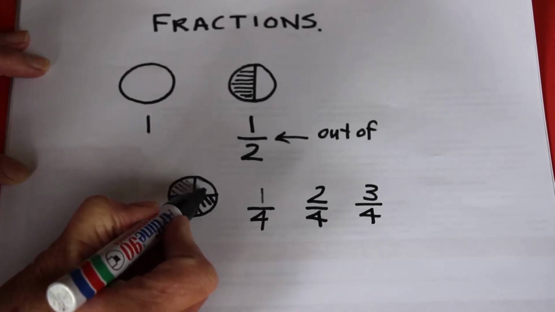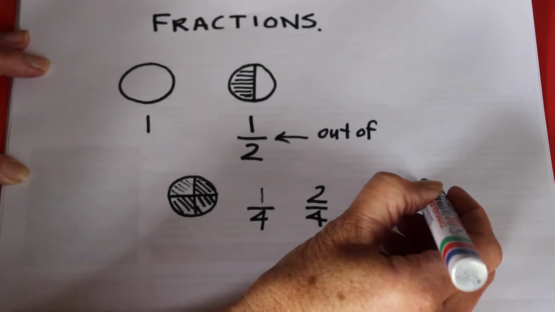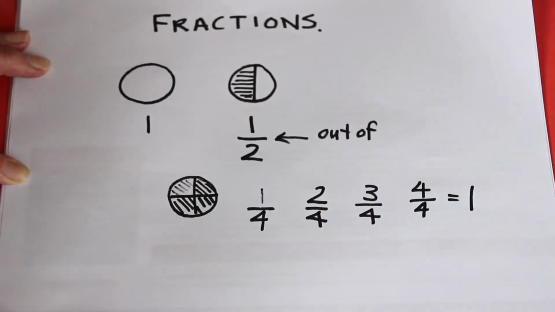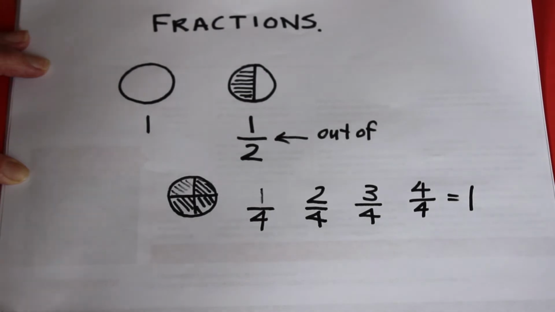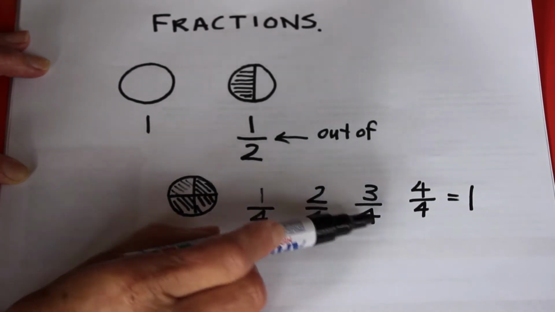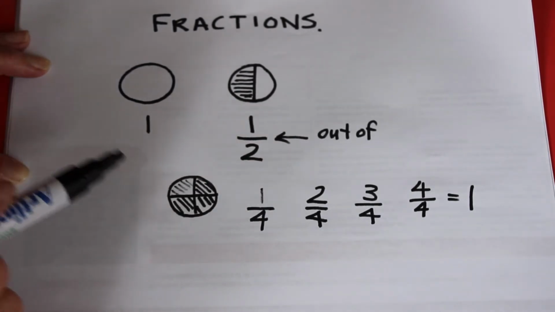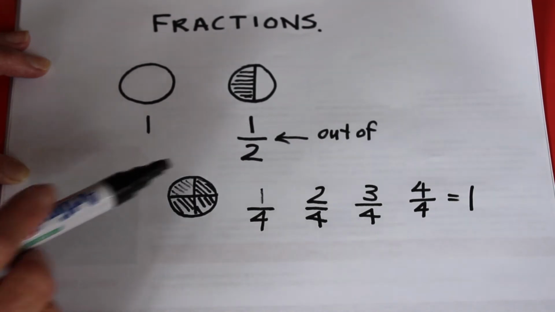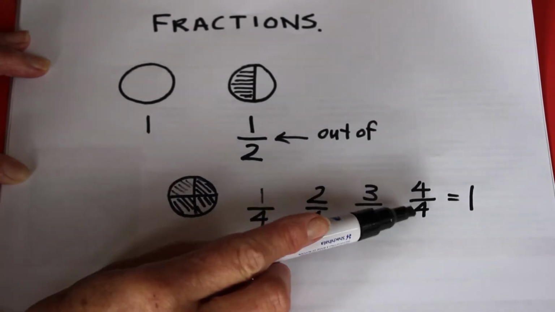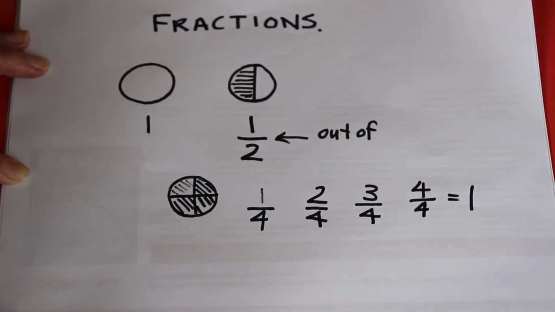In order to get a whole, I'm going to colour all of it. Now my whole circle is coloured. I have now coloured in 4 of the 4 pieces, which is the same as saying I have coloured one whole piece. So the denominator tells us how many pieces the shape has been broken into. The number on the top is telling us how many of those we want or how many are coloured. So this one is saying we wanted 1 of the 2, and this one we've coloured all of them, all 4 out of 4, and we've coloured one whole piece.